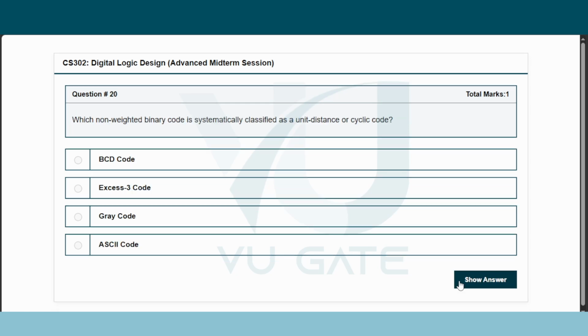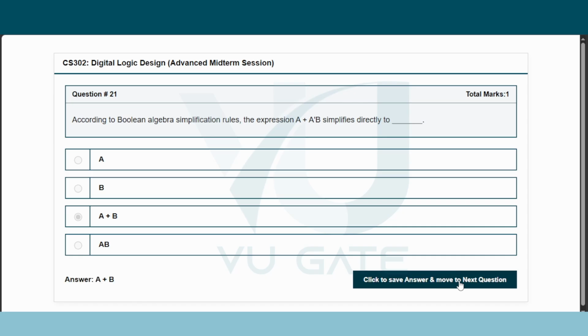Next up is question 20. Which non-weighted binary code is systematically classified as a unit distance or cyclic code? The correct answer is gray code. Let's look at question 21. According to Boolean algebra simplification rules, the expression a plus a prime b simplifies directly to blank. The correct answer is a plus b.